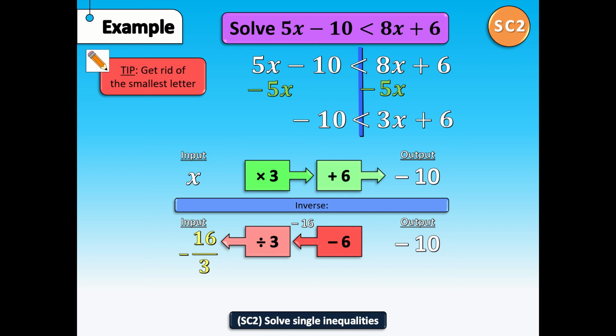I remember to use the sign that I'm given in the question, and because 3x plus 6 was on the other side of the sign, that means x needs to be on the other side of the sign as well. So I need to write it as minus 16 over 3 is less than x. Now if I swap round x in the answer, I need to change the sign as well. So I can write this as x is greater than minus 16 over 3.